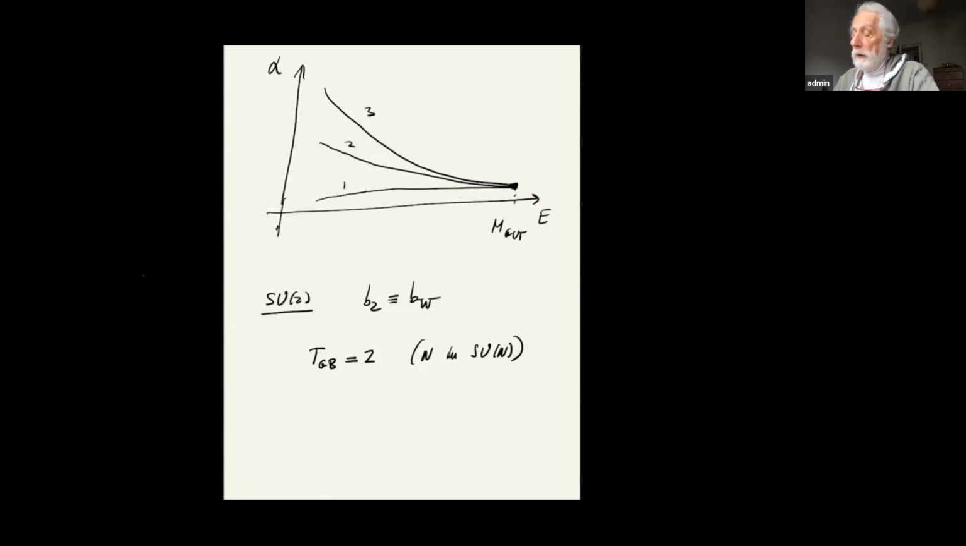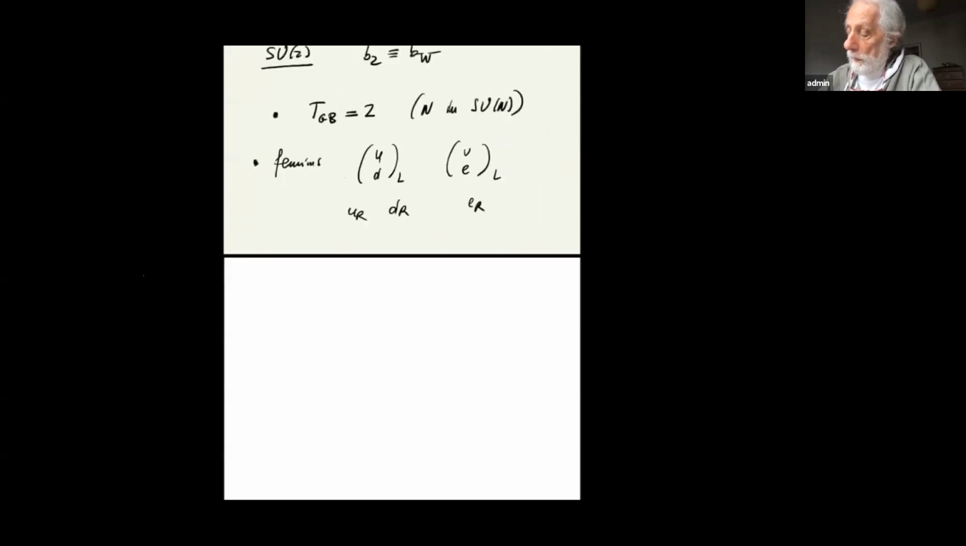What are the fermions in SU2? Let's look at the fermions. So these are gauge bosons. Fermions. We have U D L, nu E L, and then U R, D R, E R. So what is the T of U D L? Let's call this Q. Let's call this lepton. What is T of Q? Who's going to help me? I don't want to make a mistake, so I need your help.